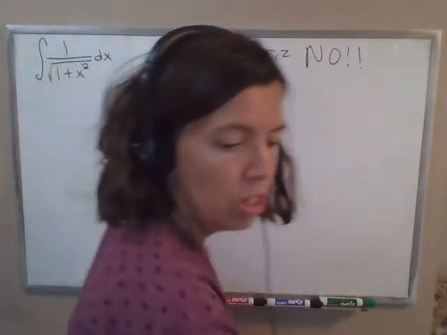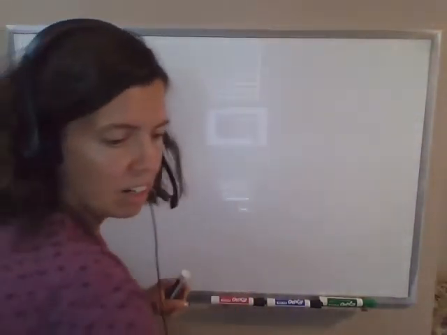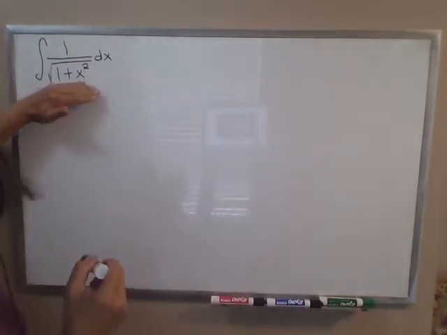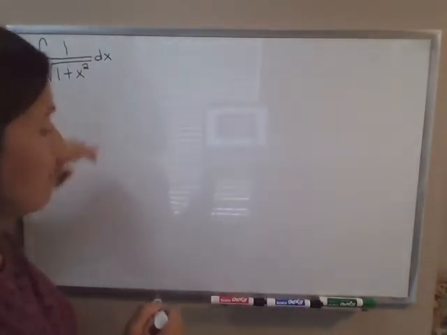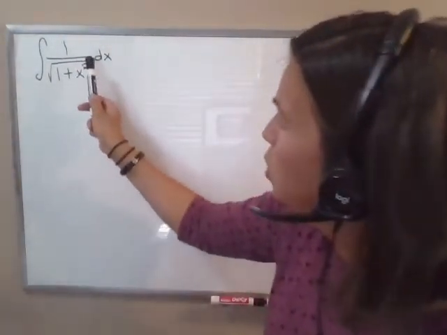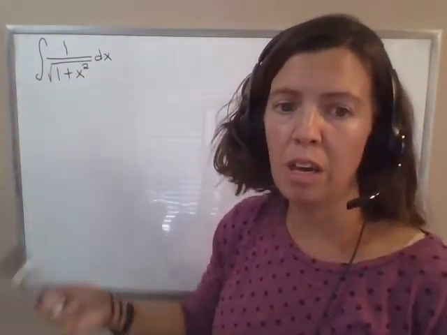A regular substitution is not going to work. If we let u equal 1 plus x squared, then du would be 2x dx. The multiple of 2 is no problem, right? Multiply by 2, multiply by 1/2 outside. You've seen me do that in a lot of other videos.